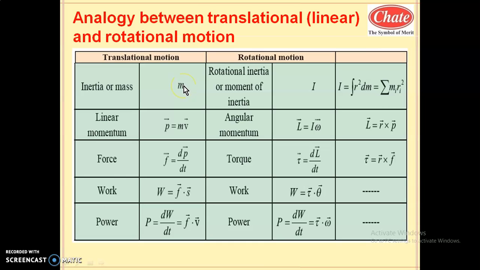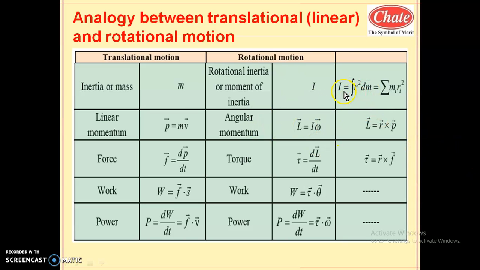Mass is a fundamental quantity, but rotational inertia is not a fundamental quantity. It depends on three things. One is the mass of an object. Second, the distribution of mass from the axis of rotation. And third is the position of the axis of rotation. Out of these three parameters, you can understand the dependency of the moment of inertia on two parameters. One is the mass and another is this R, which represents the distribution of mass from the axis of rotation.